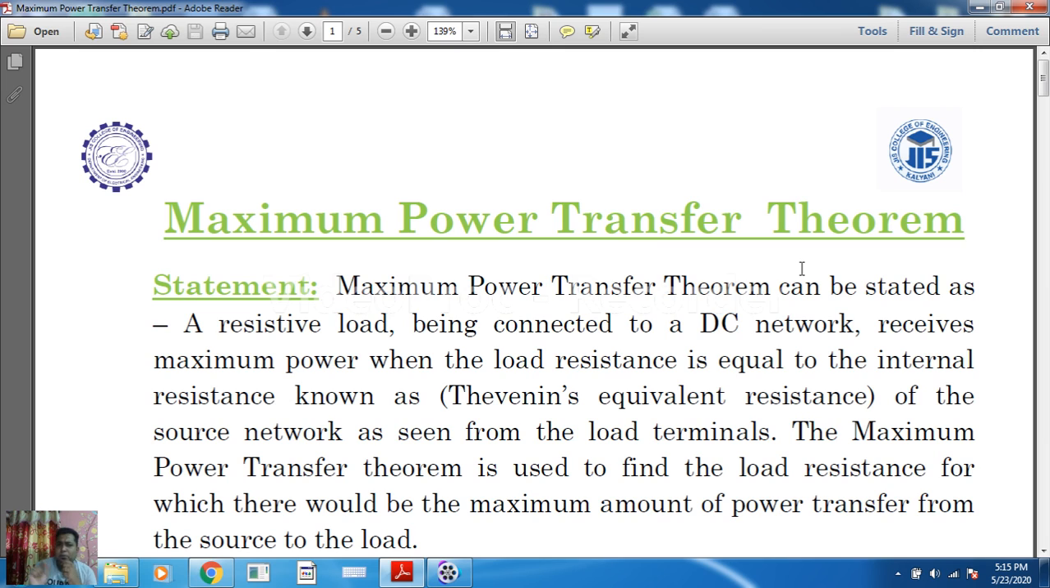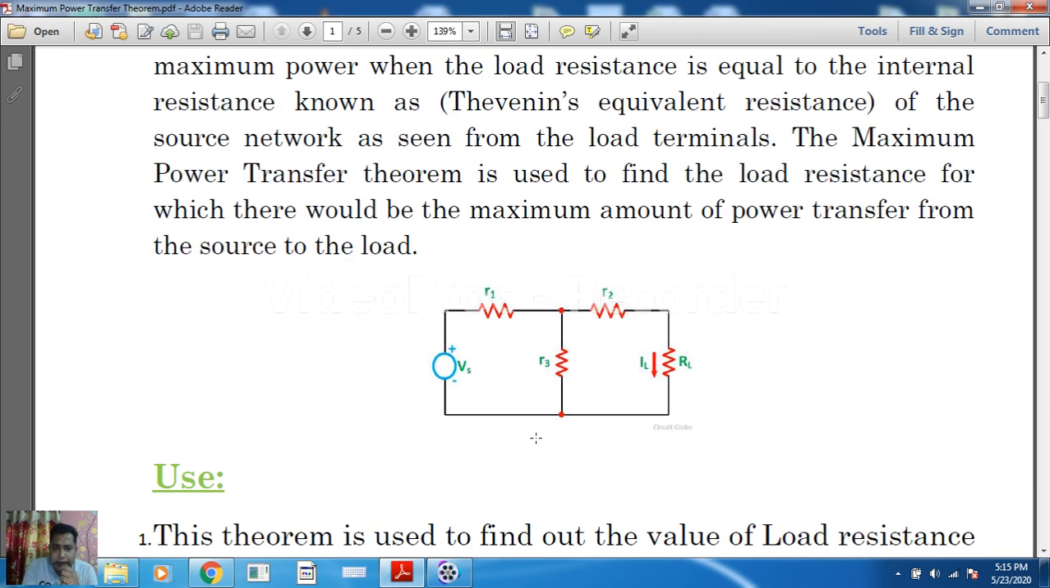Just 1 to 2 minutes I will take, and within that I will tell you what Thevenin's theorem is. Coming to the diagram, this is our circuit, and we have taken the same example as when we did Thevenin's theorem. There we have seen that if we have a circuit like this, Vs is the supply voltage, small r1, r2 and r3 are the circuit resistances, and RL is the load resistance. Now we want to find out the current passing through this load resistance.